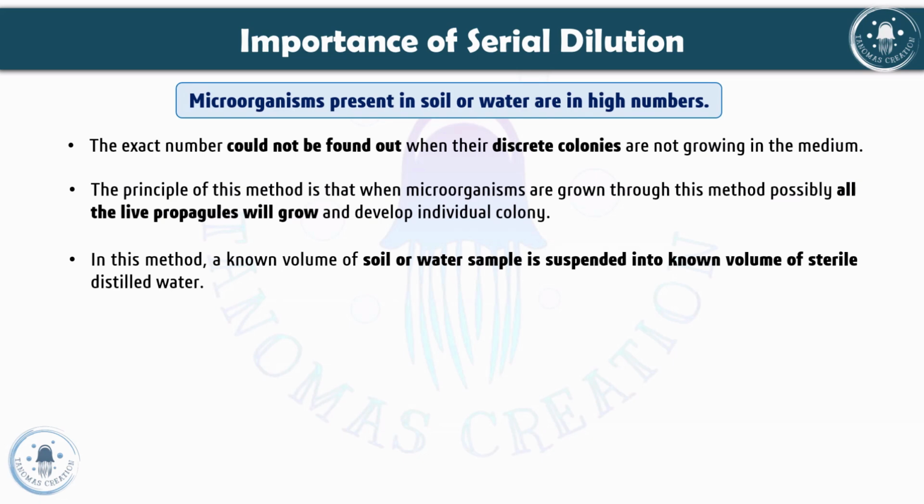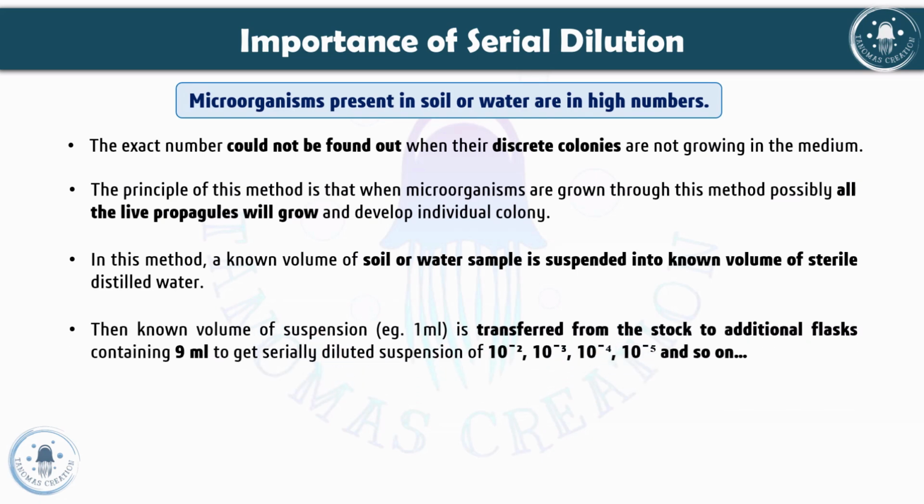Okay, so what happens in this method is that a known volume of the soil or water sample is suspended into a known volume of sterile distilled water. Then a known volume of the suspension, like 1 ml, is transferred from the stock to an additional flask, which contains 9 ml, to get serially diluted suspensions of 10^-2, 10^-3, 10^-4, 10^-5, and so on.